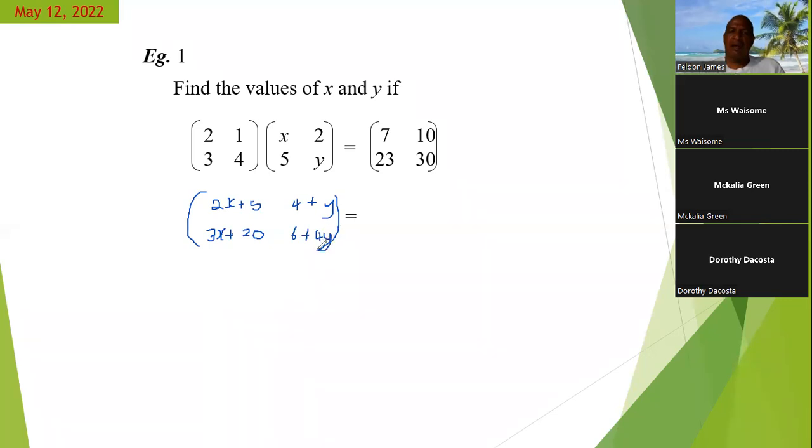Now here, if they're asking you to find the values of X and Y, you know that this matrix would be equal to this matrix, which is 7, 23, and then 10, 30.